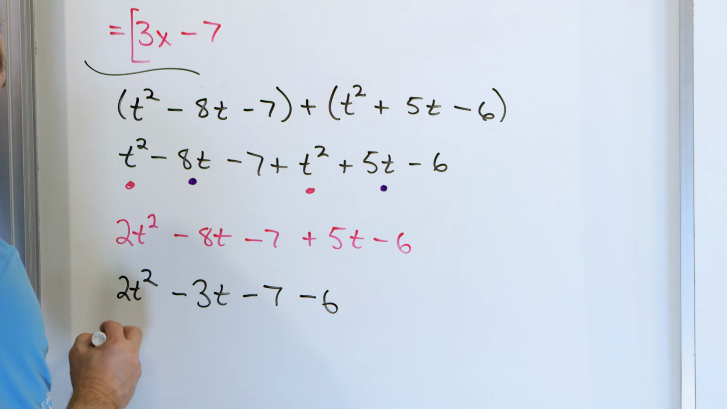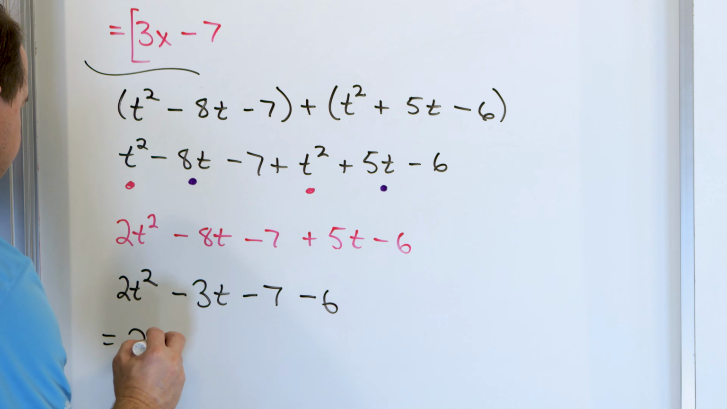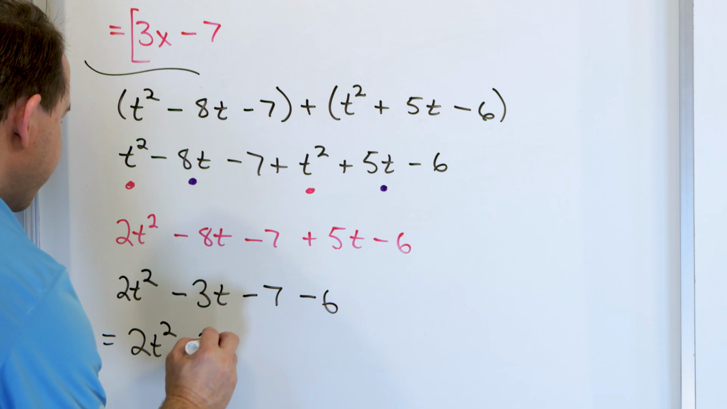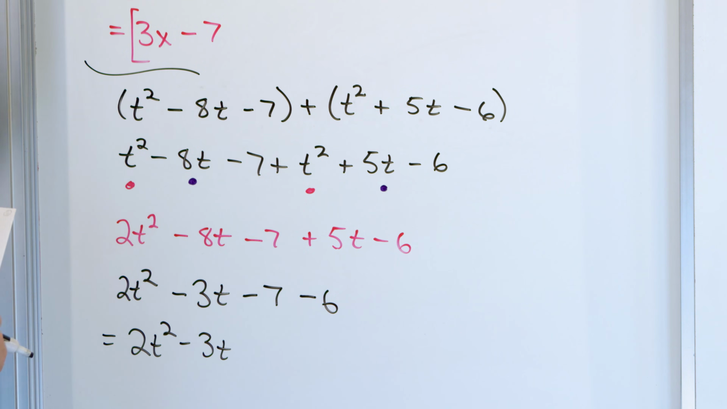I'm not going to do this forever, but here in the beginning I think I can do that. 2t squared minus 3 times t. What is negative 7 minus 6?